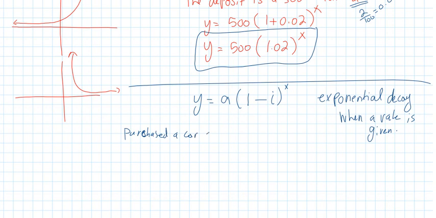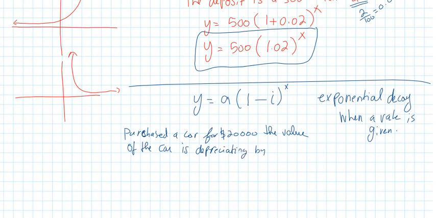You purchased a car for $20,000. The value of the car is depreciating by 5% per year. So the question would be, write an equation that represents the situation where x is the number of years. Okay? So how would I write that? This is your initial value, 20,000.